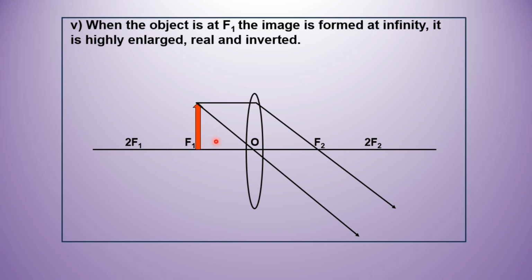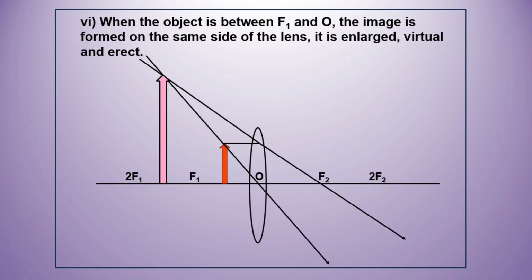So the image is formed at infinity. The image will be highly enlarged, real and inverted in this case. And when the object is present between F1 and O, that is the optical center, the image will be formed on the same side of the lens. This image will be enlarged in size, virtual and erect. Erect means it is in the upright position.